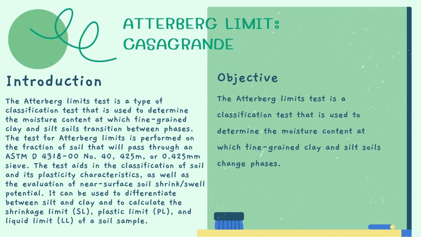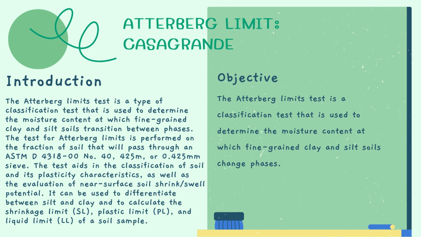So the second experiment is Atterberg limit Casagrande. The Atterberg limit test is a type of classification test that is used to determine the moisture content at which fine grain, clay, and silt soil transition between phases. The test for Atterberg limit is performed on the fraction of the soil that will pass through an ASTM D4318 number 40, 425 micrometer or 0.425 mm sieve.